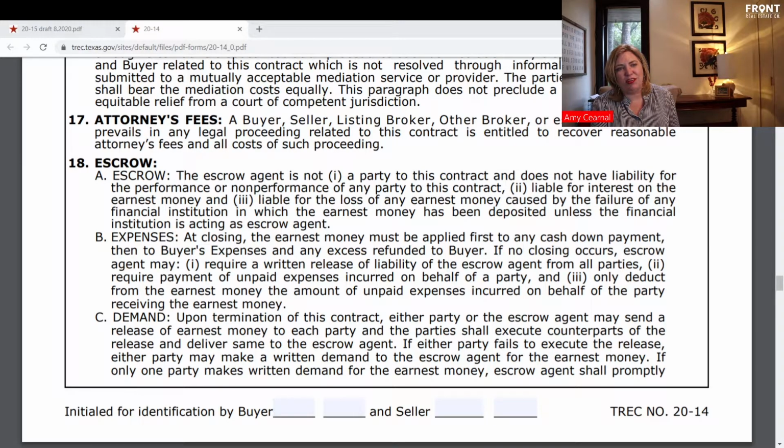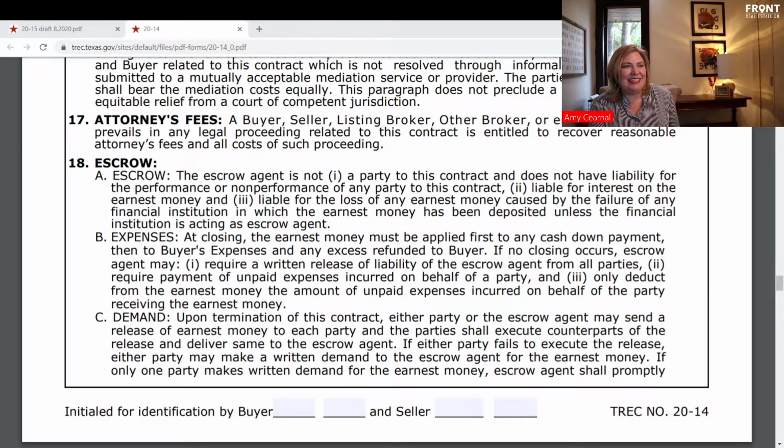If no closing occurs, escrow agent may 1, require written release of liability of the escrow agent from all parties, and 2, require payment of the unpaid expenses incurred on behalf of a party. So that might be like a survey or HOA, something like that. And 3, only deduct from the earnest money the amount of unpaid expenses incurred on behalf of the party receiving the earnest money. All right.